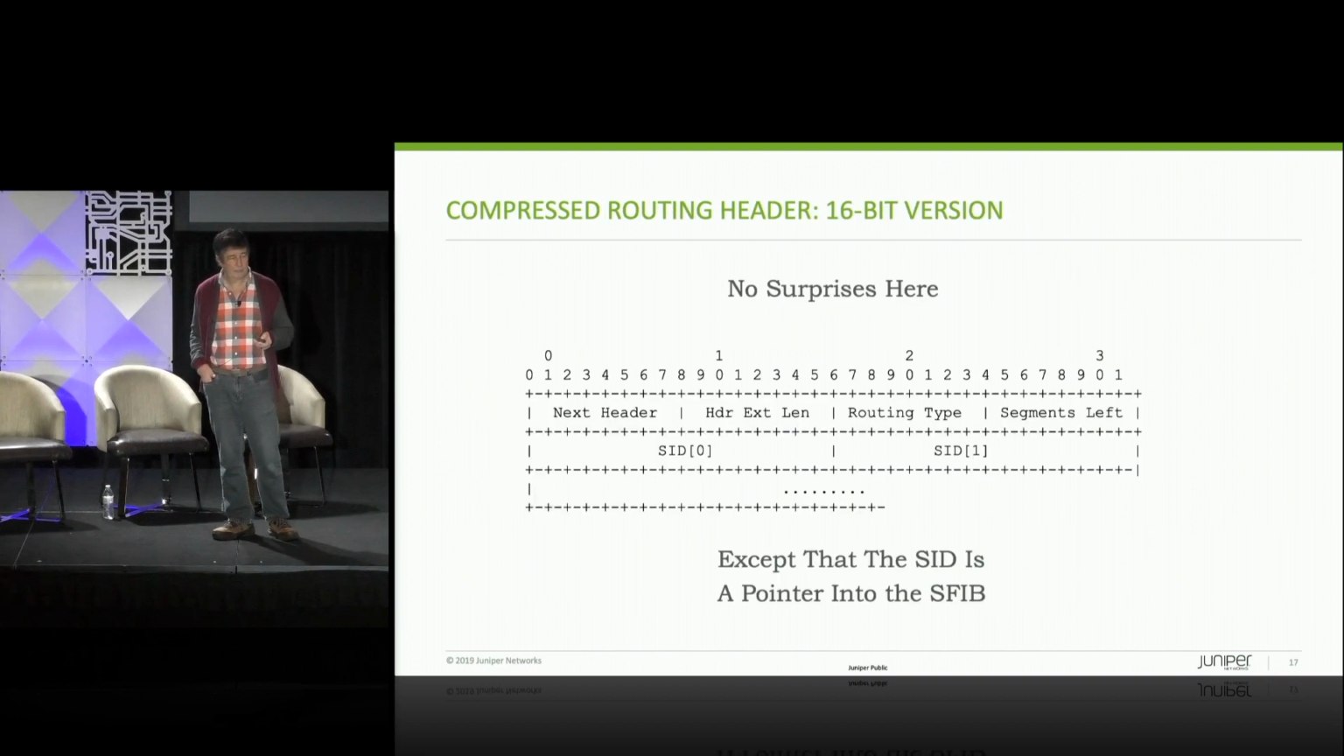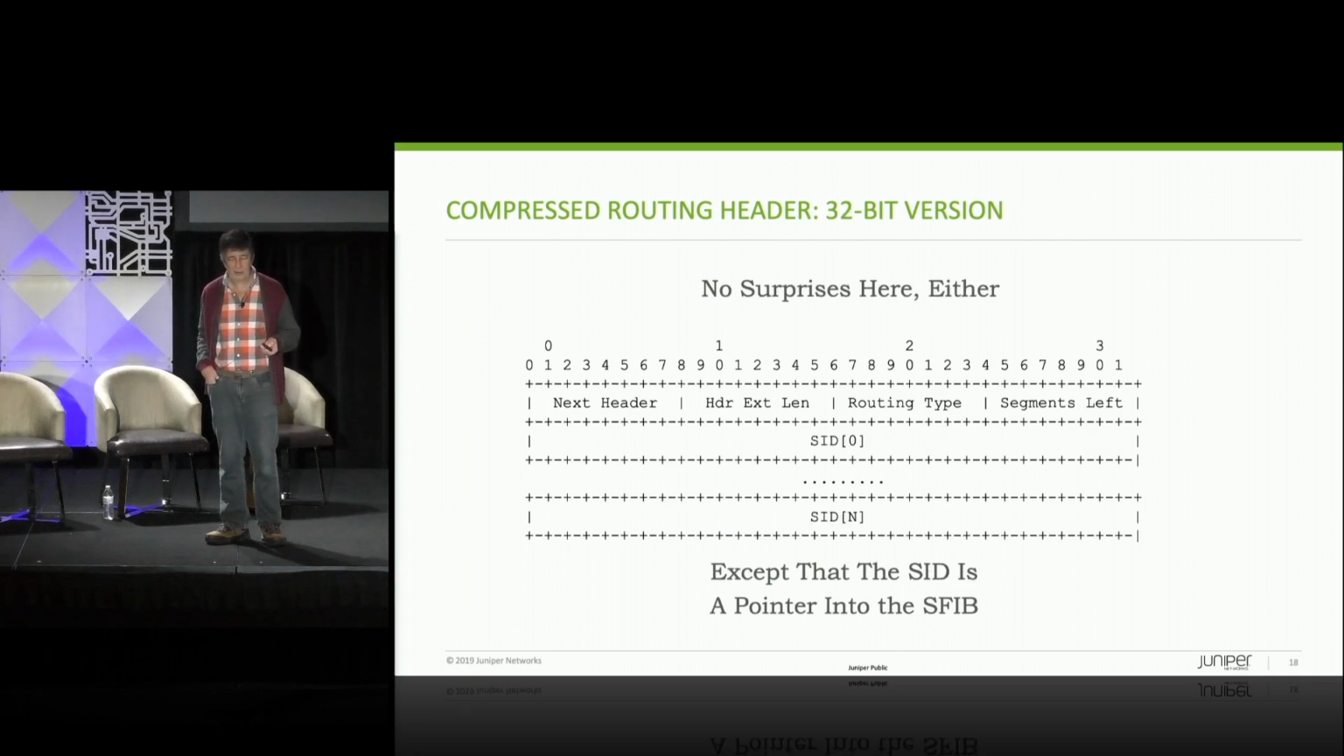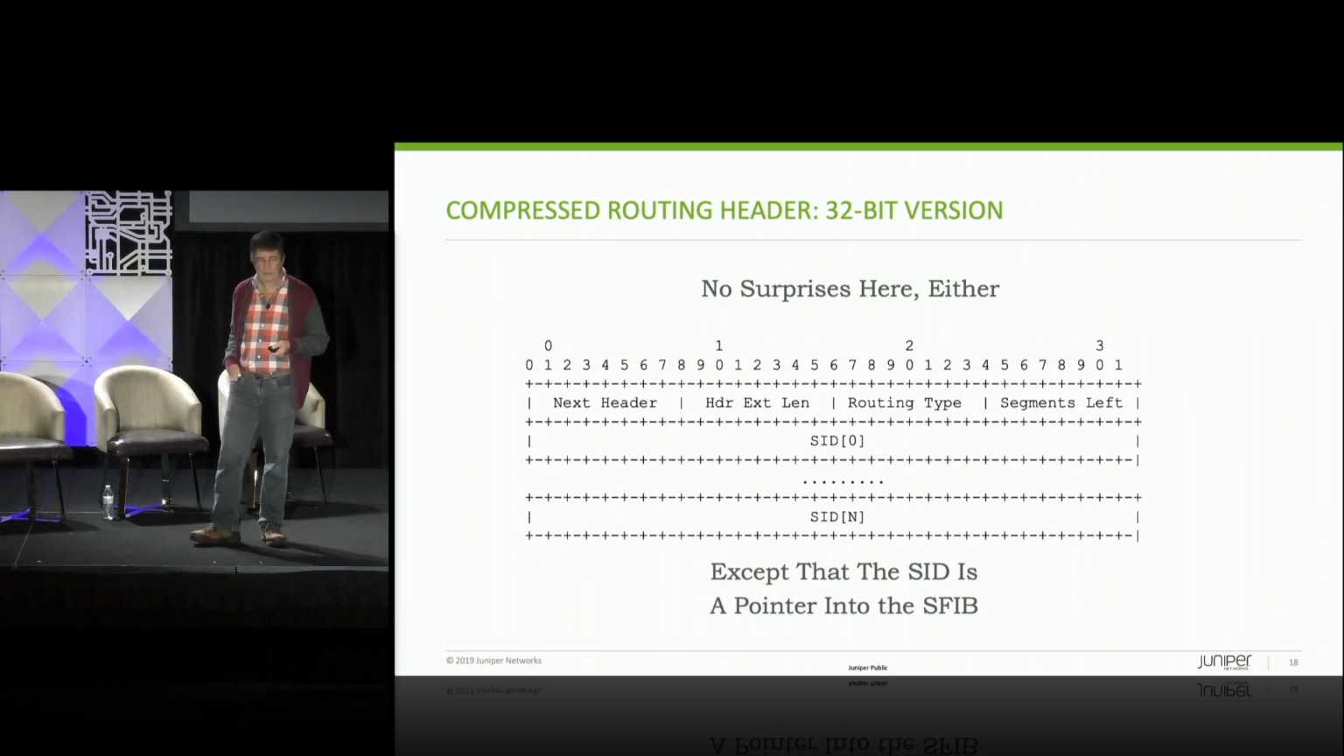So, what does this routing header look like? Not many surprises. The 16-bit version has the 4 mandatory fields, followed by a list of 16-bit SIDs. The 32-bit version, the mandatory fields, followed by a list of 32-bit SIDs.